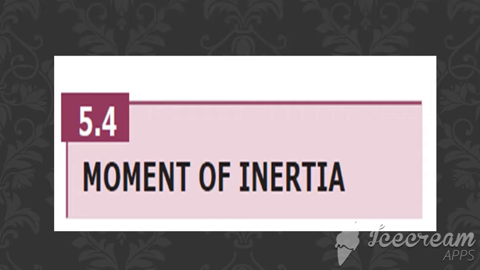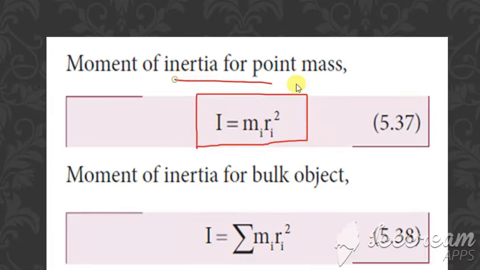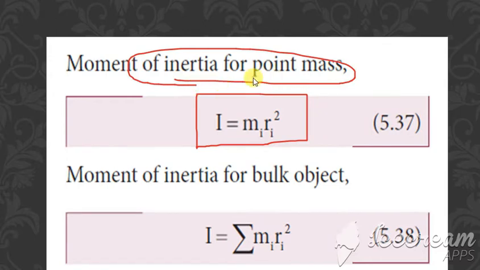Good morning, students. The next topic which we are going to see is about moment of inertia. This moment of inertia is denoted by the letter I, and that is given by the product of mass and the square of the distance. So we are writing the formula for I to be I is equal to mi into ri square. This is for a point mass when you are considering only one mass.